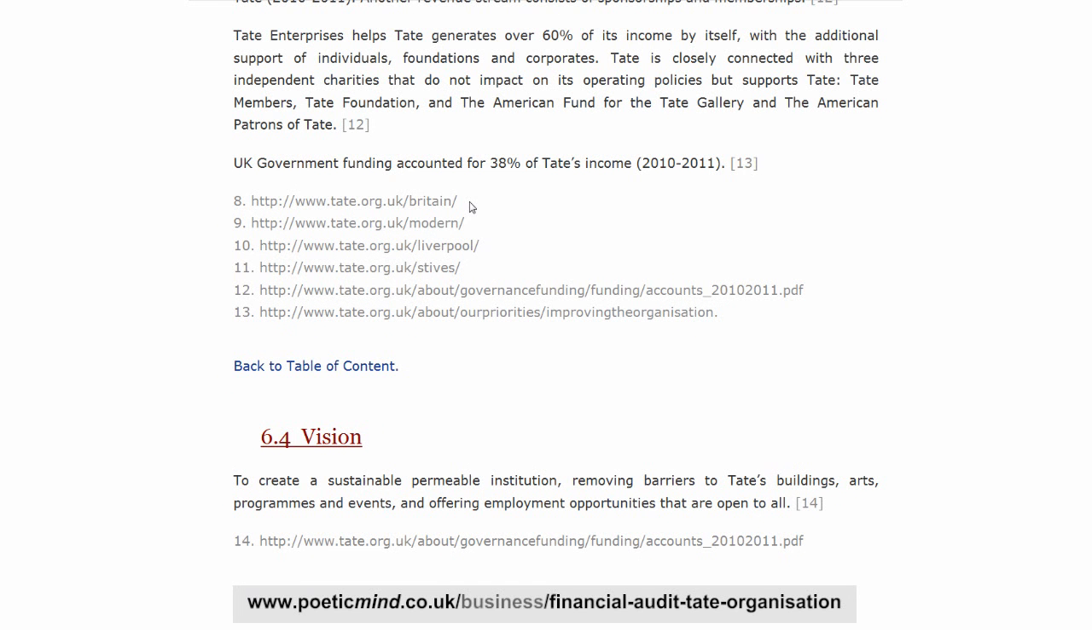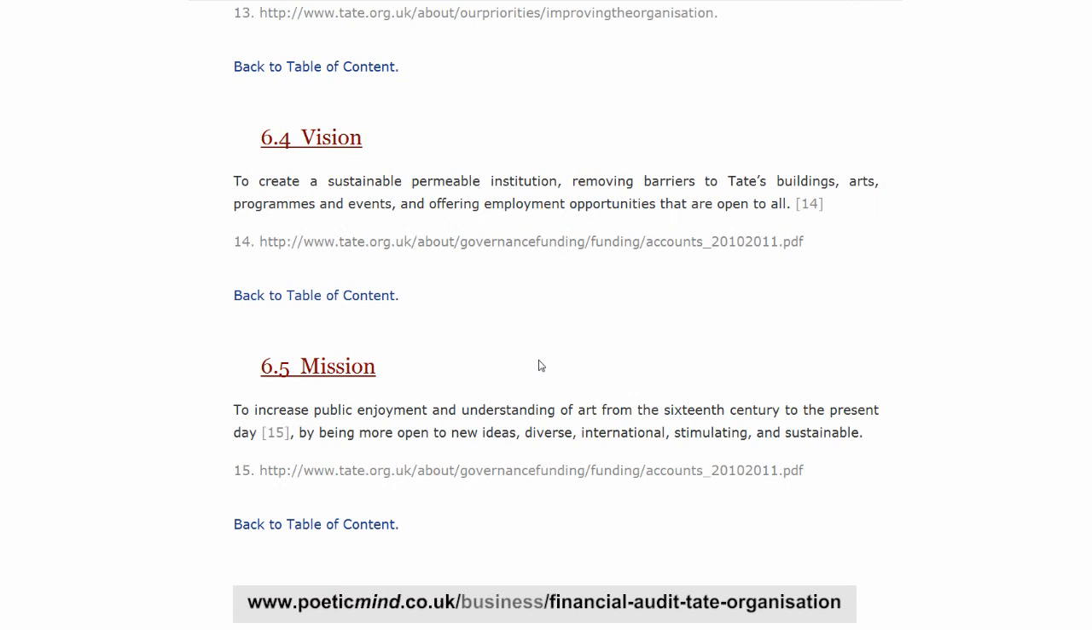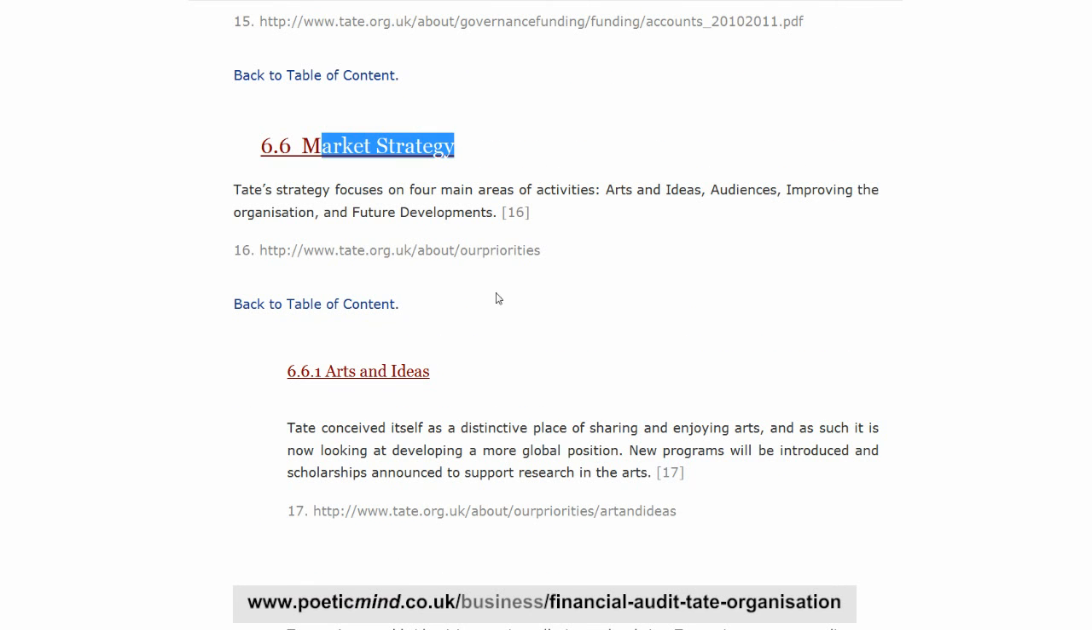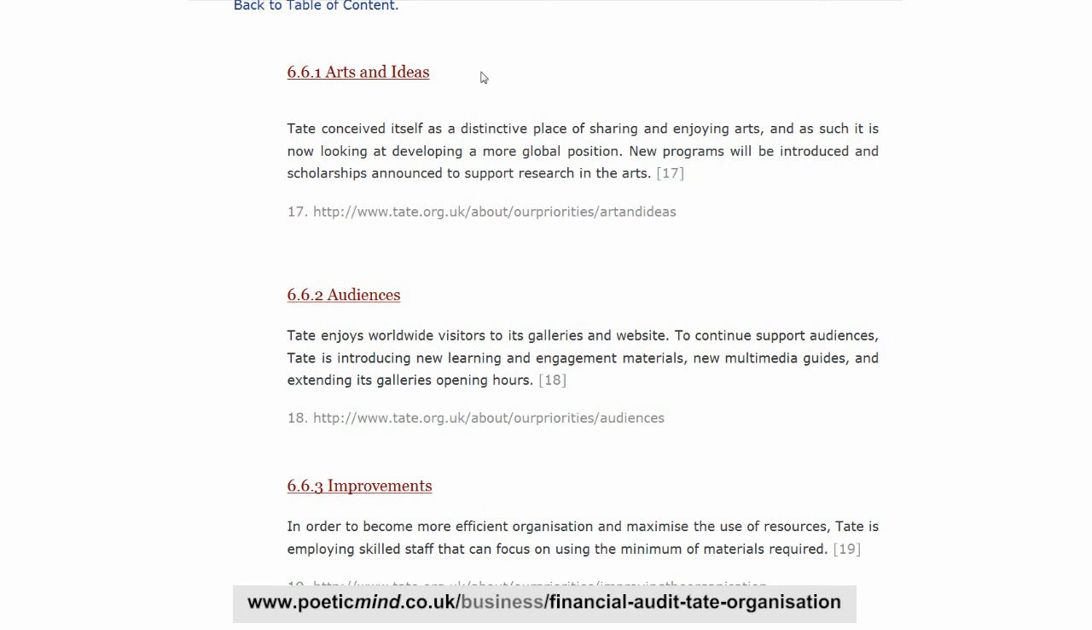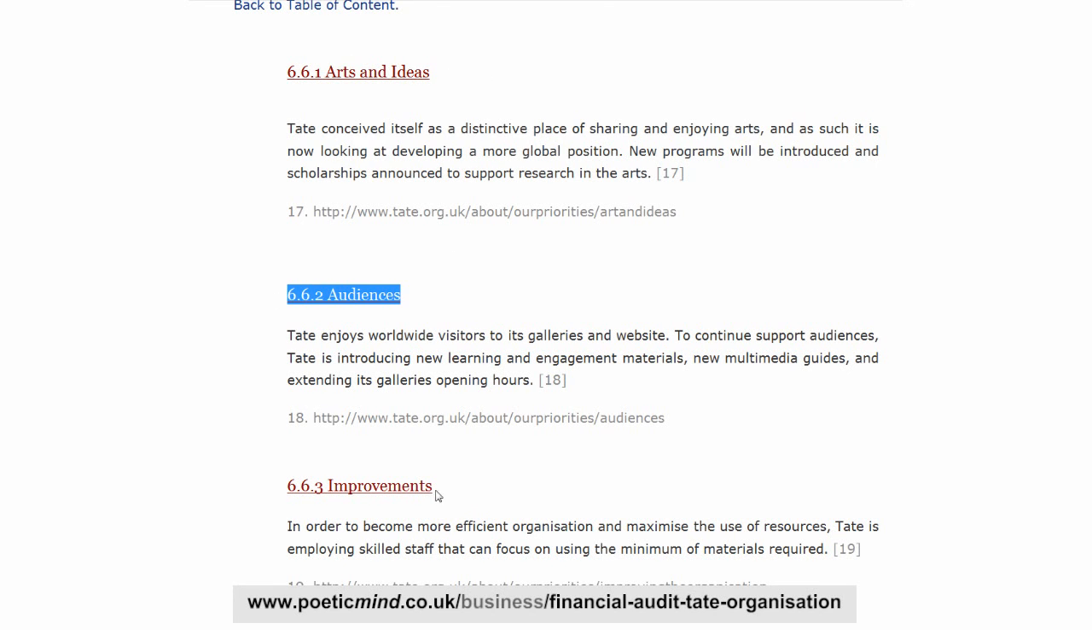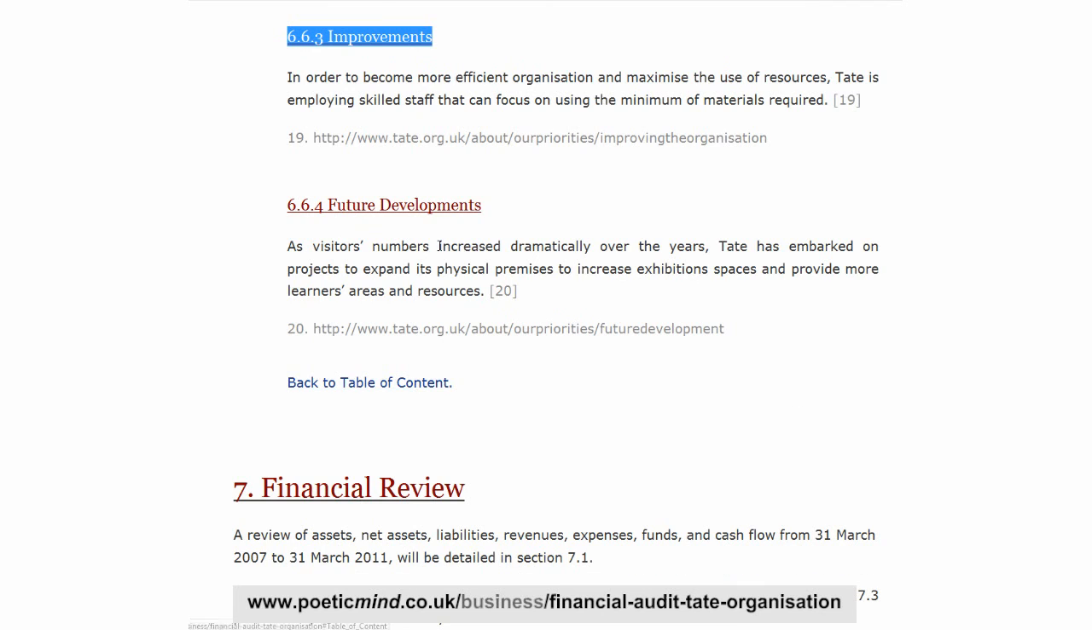and you would include your references at the bottom of the page. If it is a printed document, on the bottom of each page you have your footnotes with the reference to where the information was obtained from. You continue with the vision, the mission of Tate Gallery, its market strategy. Tate has 4 types of market strategy, which are defined as art and ideas, so it's explained here, audiences, improvement, and they're also talking about future developments.